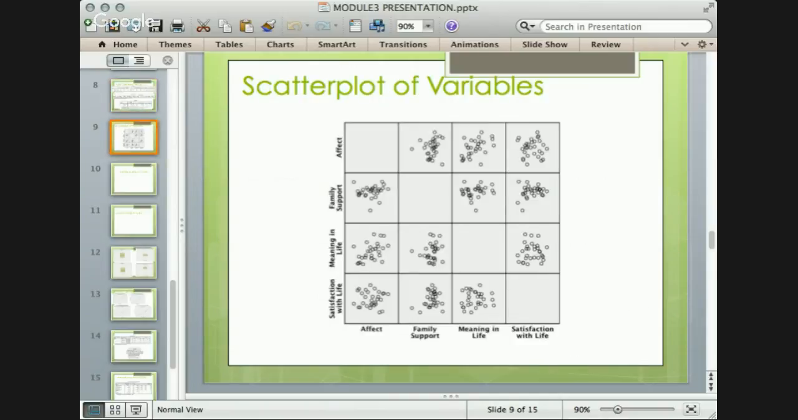Okay. And then this is just a scatter plot of our variables, a visual to show satisfaction with life, with affect, with family support, and with meaning in life, just to show the spread of that. It doesn't look very good; it's all over the place. There isn't really a clear direction or a tight line with it.